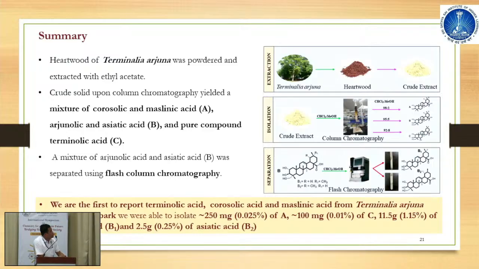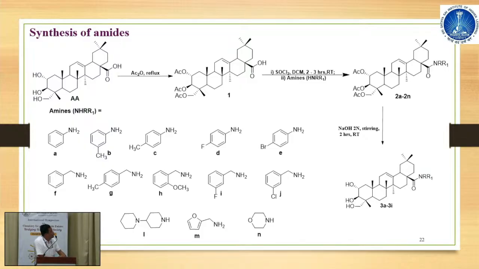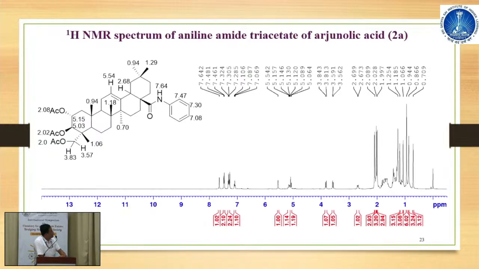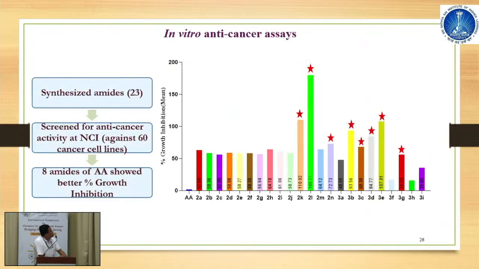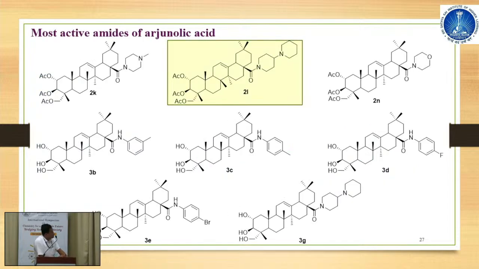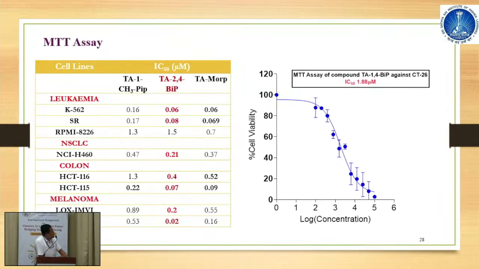Now once we had the arjunolic acid, we made different amides of arjunolic acid, and here is the scheme and the characterization of the amides. All these 23 amides were sent for preliminary anti-cancer activity testing at the NCI, and these starred ones were selected for the higher dose activity. This is the compound which was most active, the amide of 1,4-bipyridine. This was the MTT assay that I have done, and in the CT26 colon cancer cell line we got an IC50 of 1.88 micromolar.